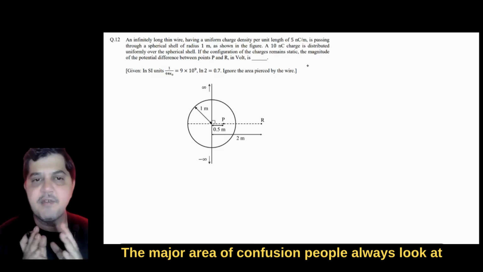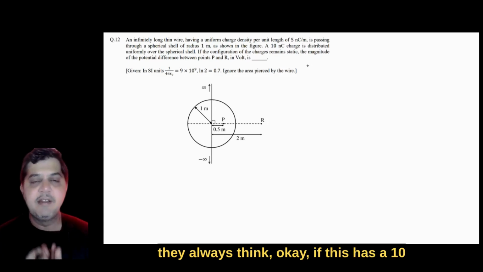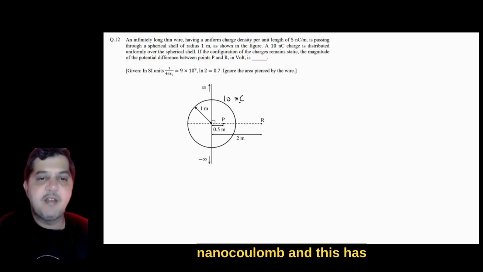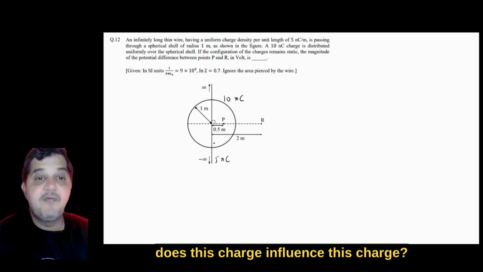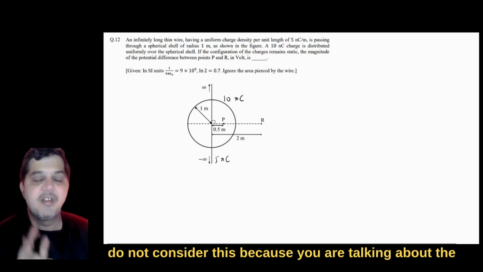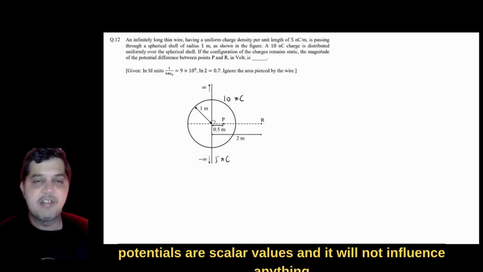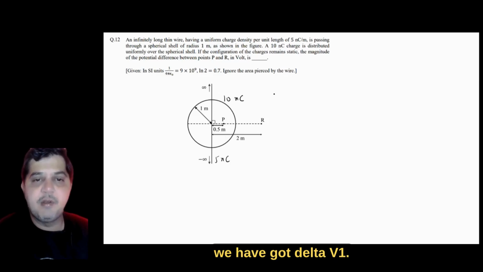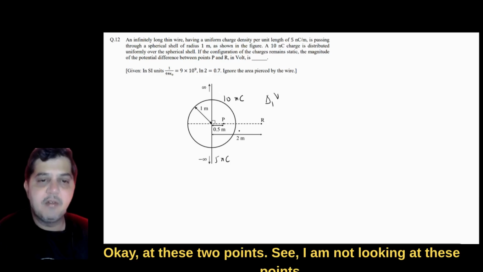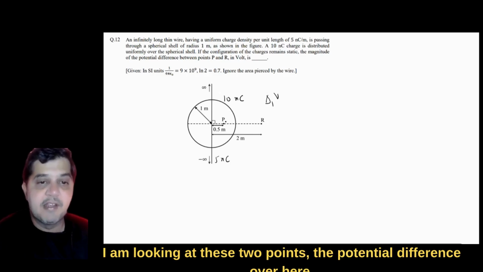The major area of confusion people always have is, they think, okay, if this has 10 nanocoulomb and this has 5 nanocoulomb, does this charge influence this charge? Okay, of course, don't consider this because you are talking about the potentials. Potentials are scalar values and it will not influence anything over here. So therefore, due to the charge on the sphere, we have got delta V1 at these 2 points. See, I'm not looking at these points, I'm looking at these 2 points, the potential difference over here.